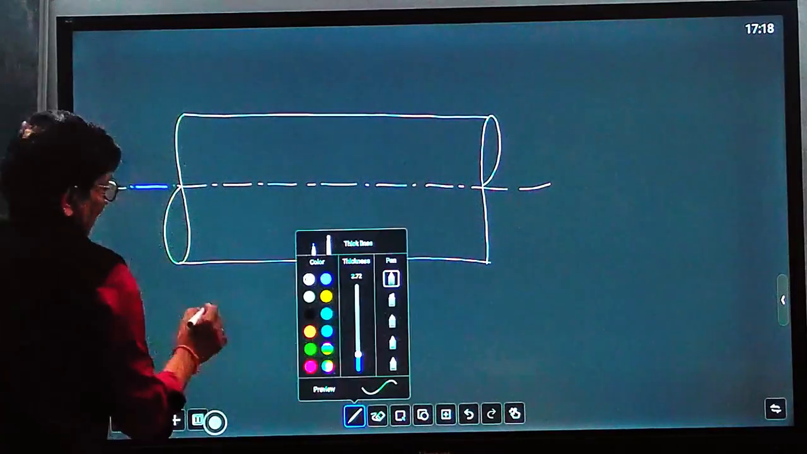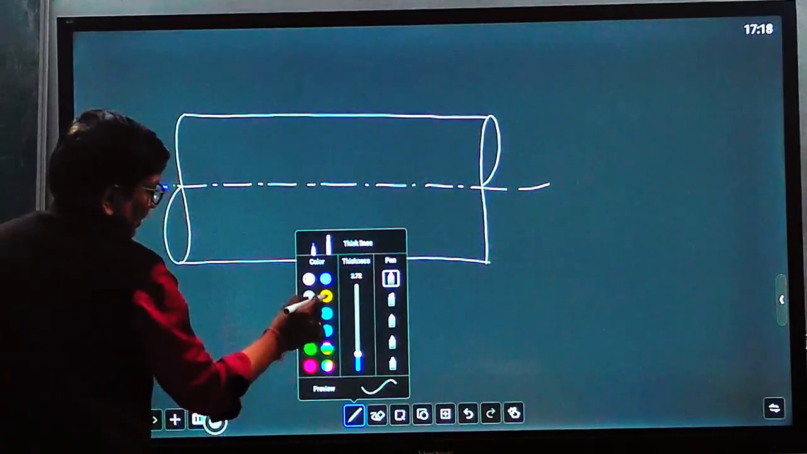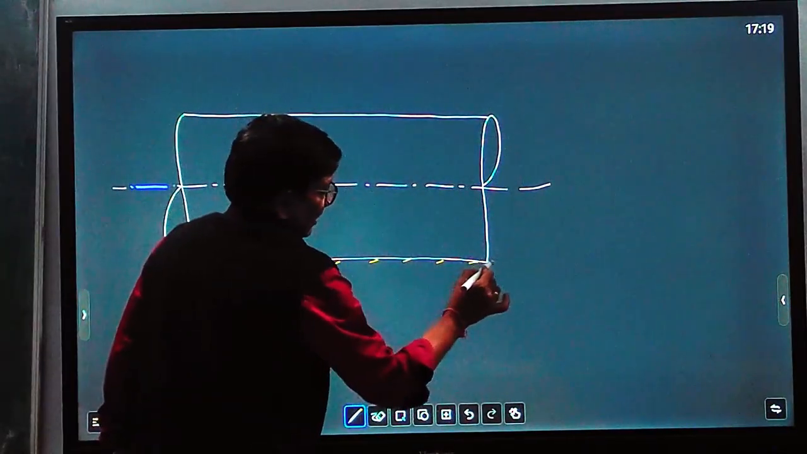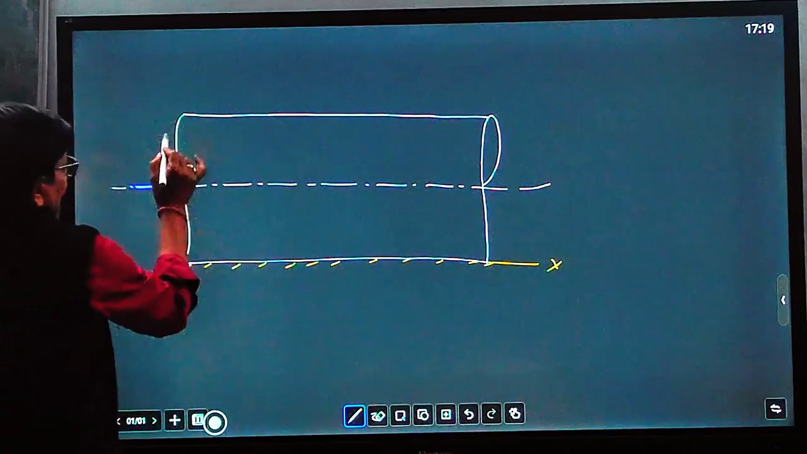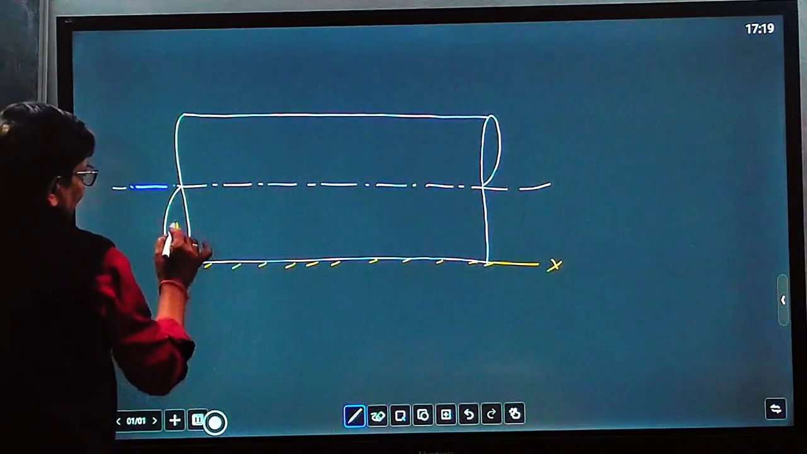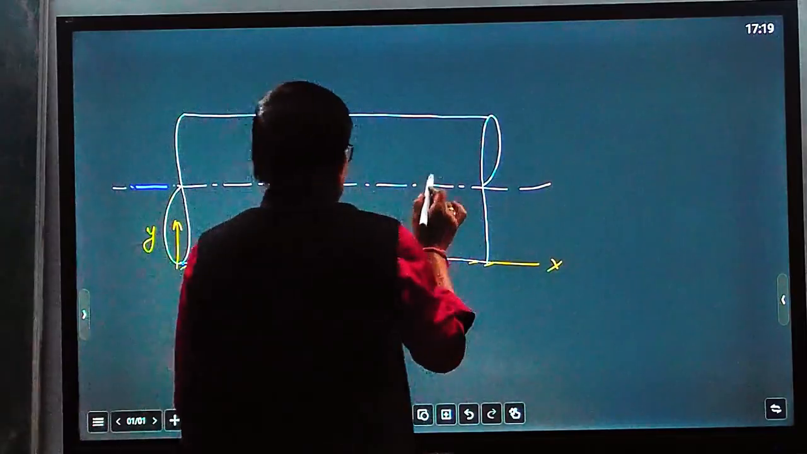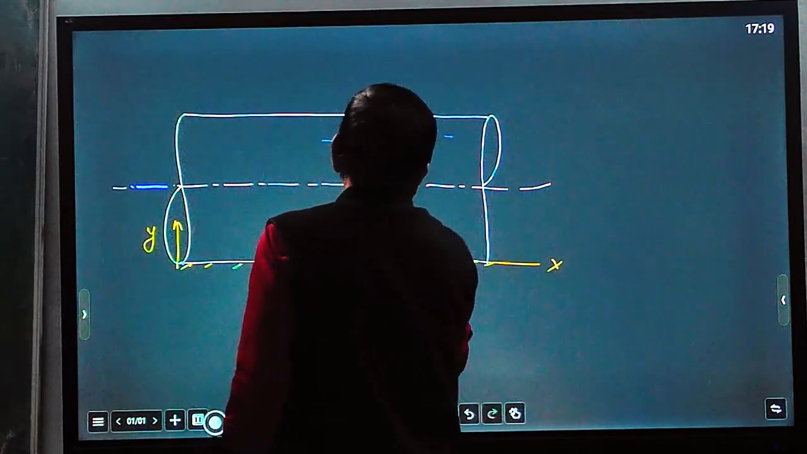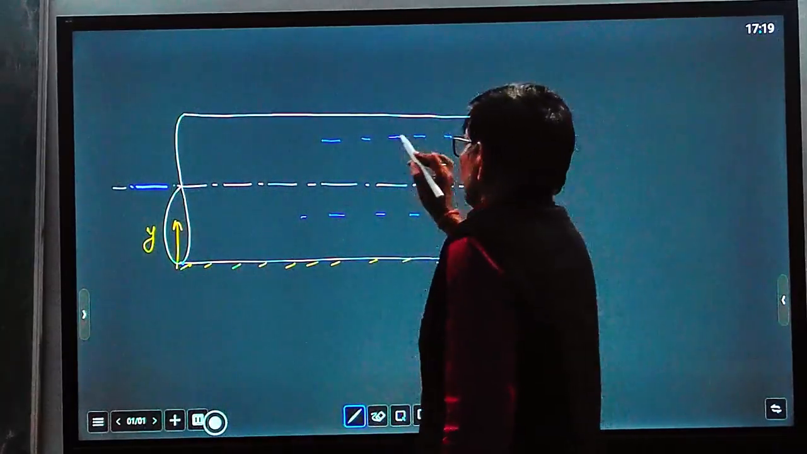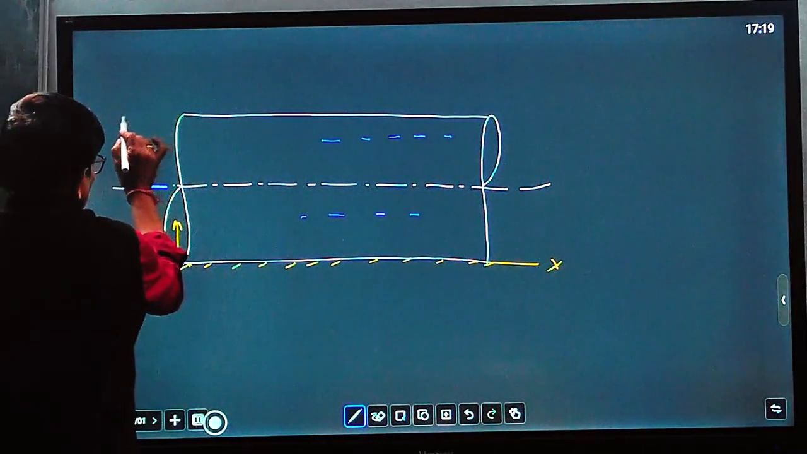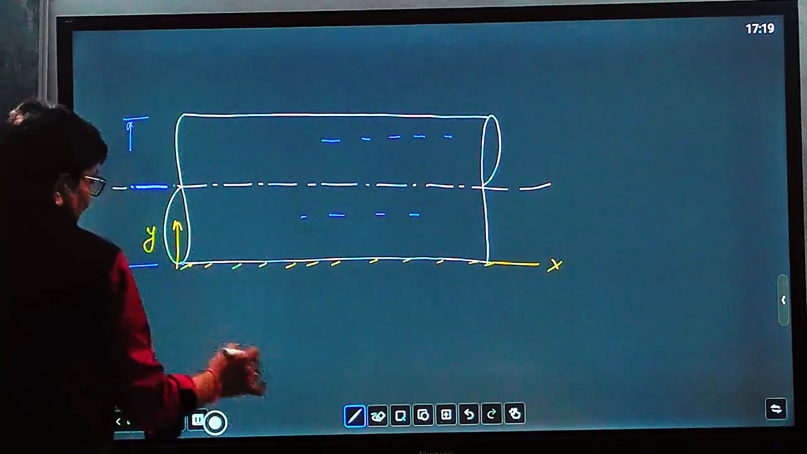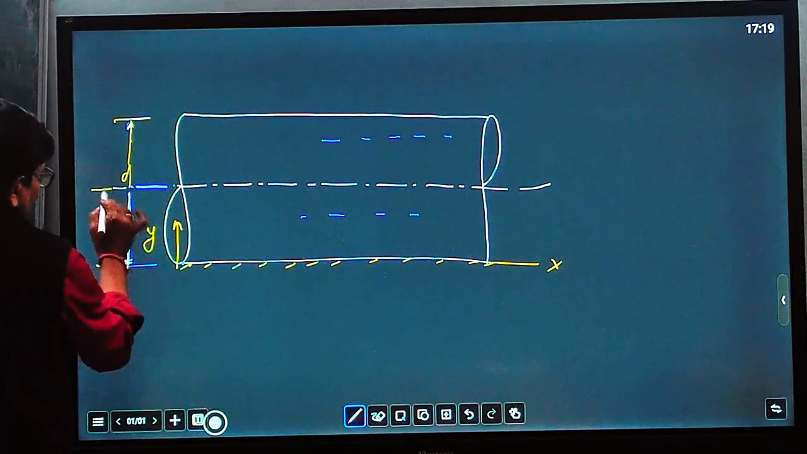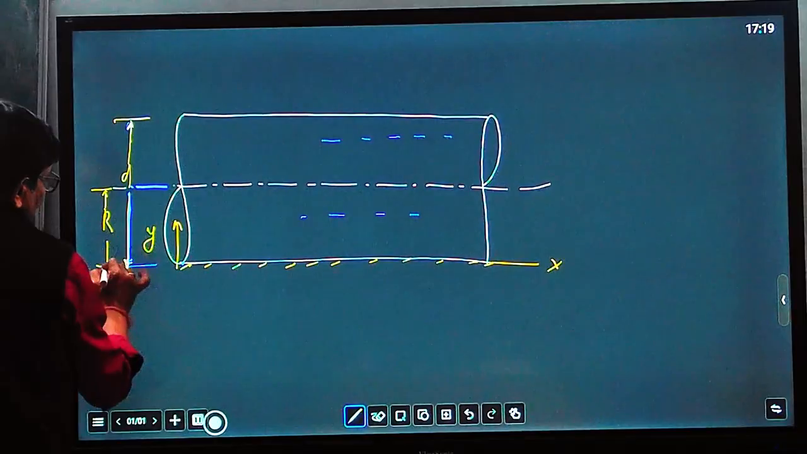We will take a reference line here. This one is the reference line, and this is direction X, and this is direction Y. Here fluid is flowing along this direction, and this is the diameter of the pipe. Capital R is the radius of the pipe.